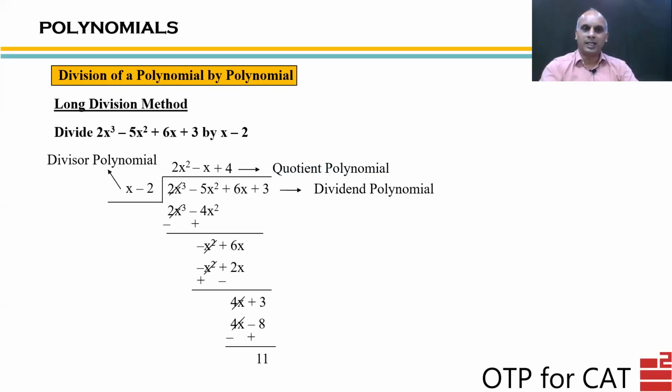Now if I subtract, I'll get sign reversals and I'll finally get 3 plus 8, that is 11. This 11 which I've got is called the remainder, and the polynomial above is known as the quotient or quotient polynomial. So my quotient is 2x squared minus x plus 4, and this 11 which I got in the end is known as the remainder. I hope this division process by the conventional approach is clear to you.